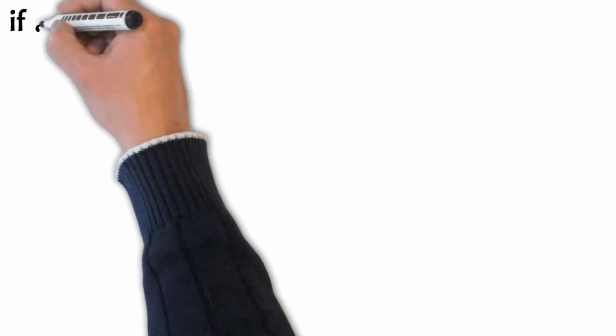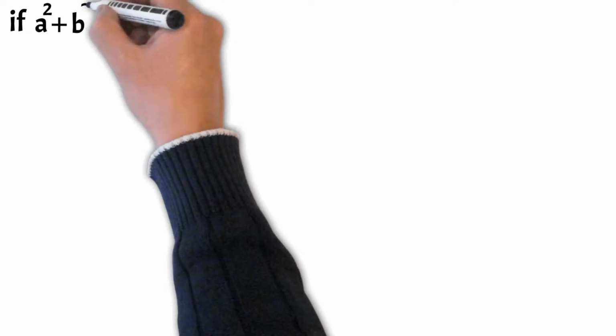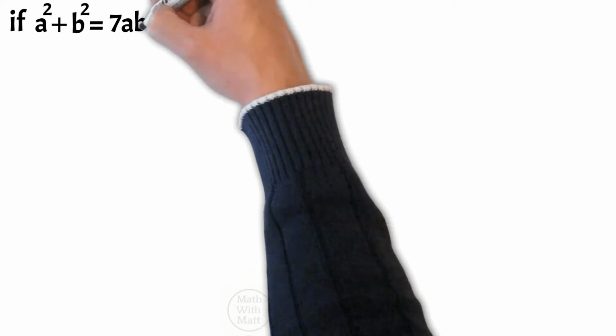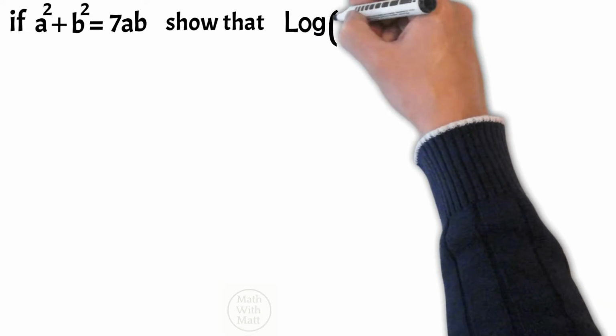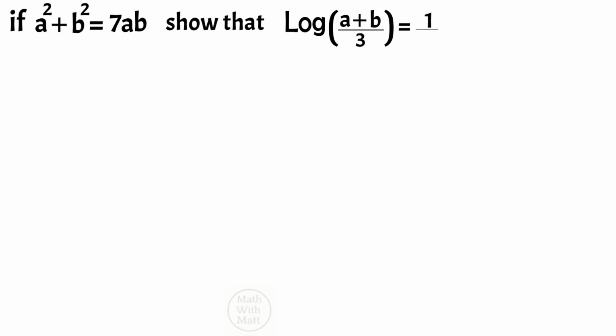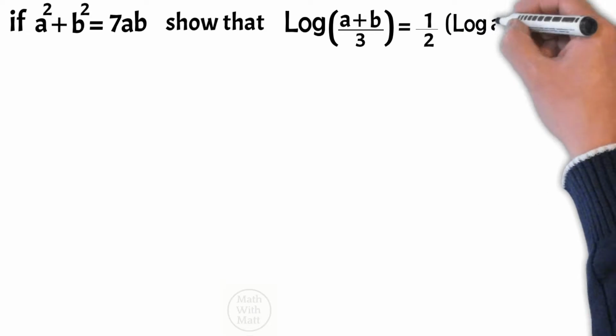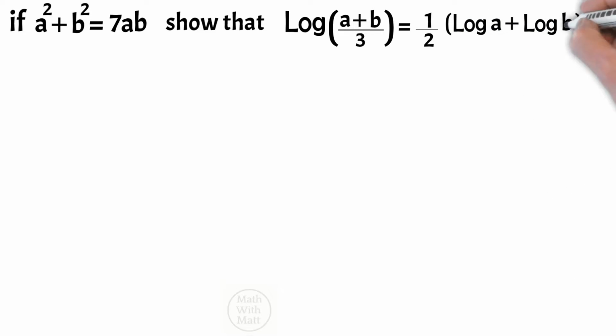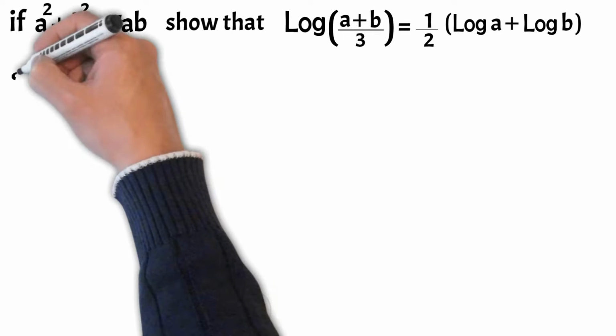The next question has a bit of deja vu feeling to it. If a squared plus b squared equals 7ab, then show that log of (a plus b) upon 3 equals 1 upon 2 times (log of a plus log of b). Deja vu, right? It is not only to confuse you, but to get the concept backwards. Remember, we gotta move like the queen piece, and to do that, we need to solve equations, not just in one direction, but any way imaginable.